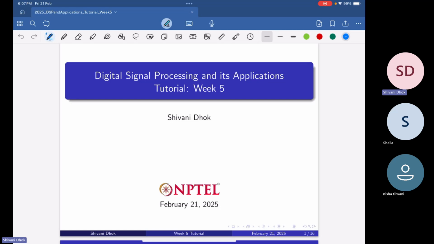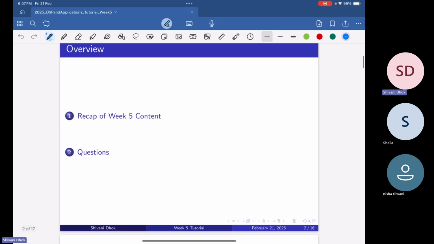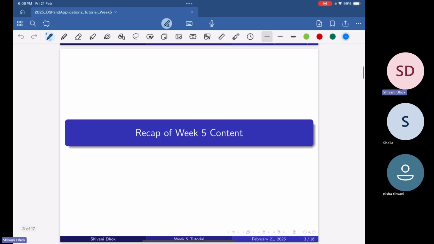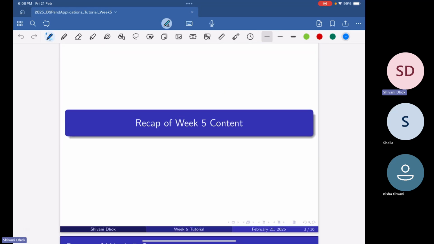So, like every week, this week's tutorial will also be divided into two parts. One will be a quick recap of week 5 content, followed by the questions which are related to this week 5 content. Now, this particular week 5 introduced a very important transform that is known as Z transform. So, let me have a quick recap of the concepts that were introduced for this Z transform in this week.